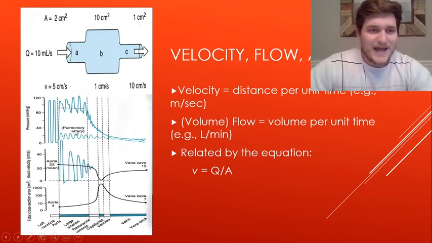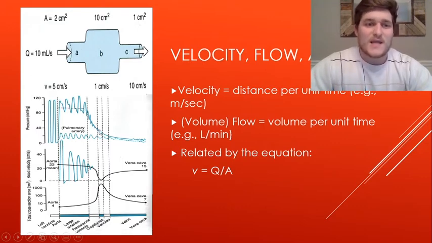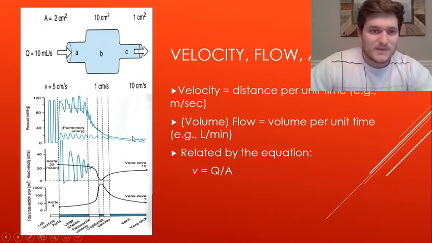We've already discussed blood pressure throughout the systemic circulation. Pressure is going to be highest in the aorta and the arterioles, and is going to decrease as we go from the arterioles to the capillaries to the venules to the veins. So blood pressure decreases throughout the systemic circulation.